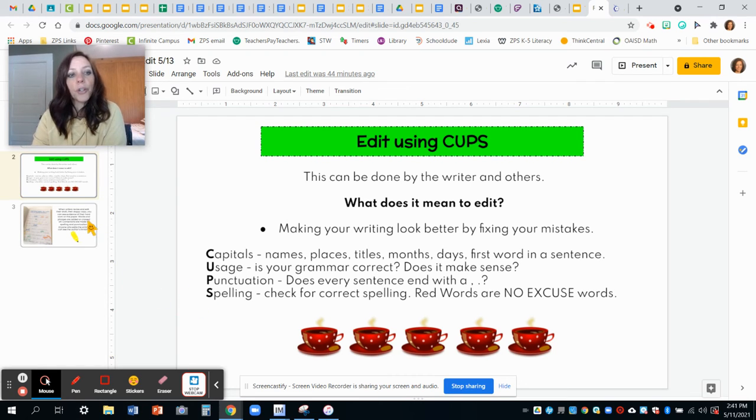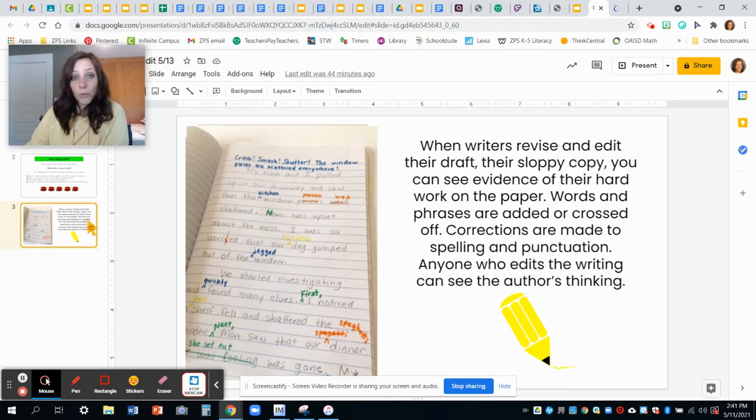Last thing I want to mention to you is, what does it look like to revise and edit? Here's a picture, right? And it says when writers revise and edit their draft, which is also known as their sloppy copy, right? You can see the evidence of their hard work on the paper. You can see, right, what they're doing. So maybe words and phrases are added, or maybe they're crossed off. Maybe you change your mind and you think, oh, I don't like that word. I'm going to put a different word there instead. Corrections might be made to spelling and to punctuation.